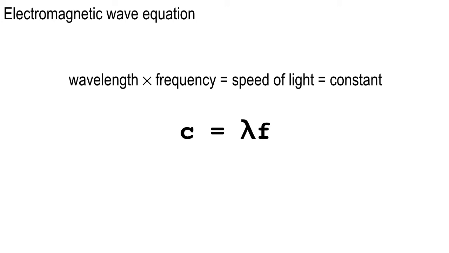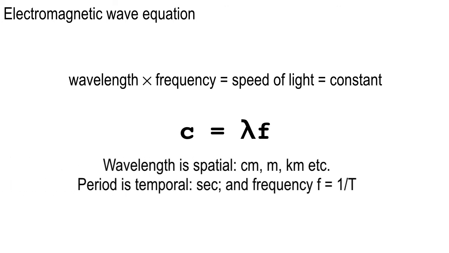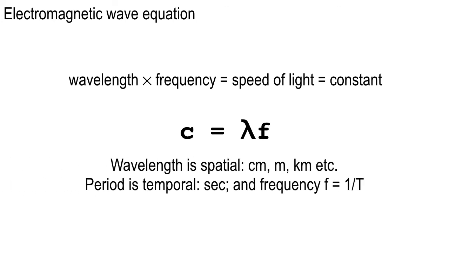So here's our wave equation for electromagnetic radiation, C equals lambda F, C being the symbol customarily used for the speed of light. And as a reminder, wavelength is spatial, period is temporal, frequency is 1 over the period. And hey, you guys, frequency is measured in 1 over second, or inverse seconds, seconds to the minus 1.